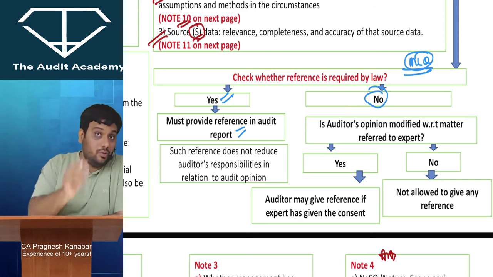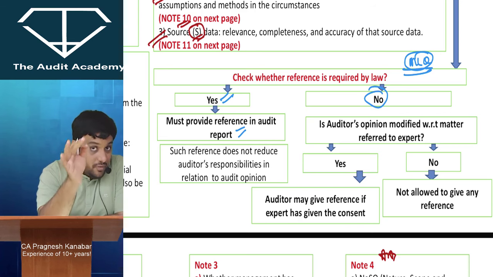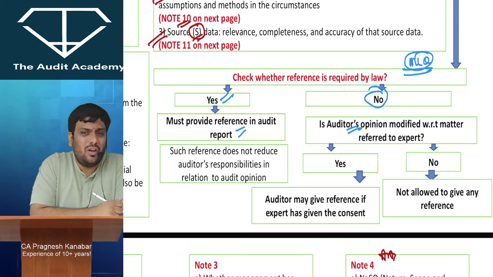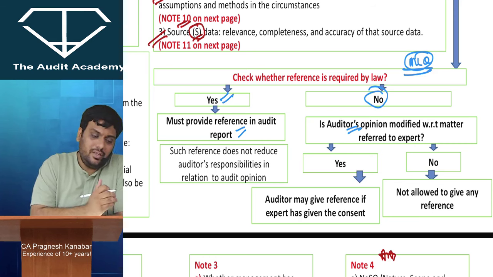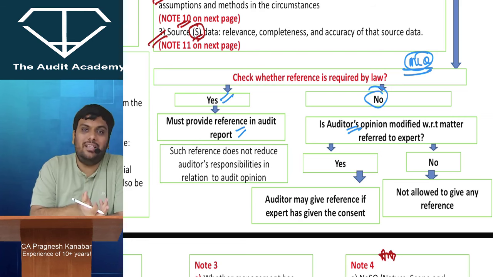But if reference is not required by law, then voluntarily you are just not allowed to write a reference. You just cannot keep on writing about that expert voluntarily. If reference is not required by law, then SA says, is there a modification in the auditor's opinion? Let us say I gave the percentage completion of building work to that expert, and there is a qualified opinion with respect to that particular work. Then in order to explain that qualified opinion, I will have to write that expert's reference, no? Just to give a better clarification.